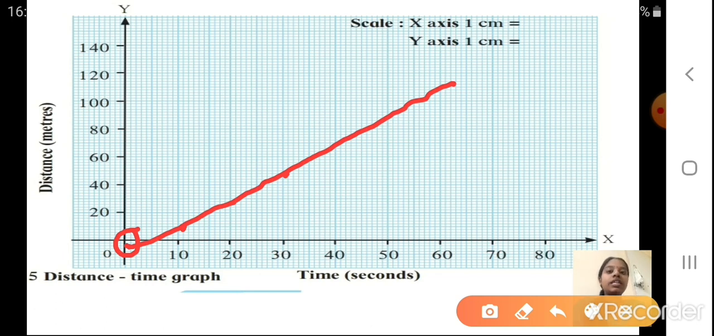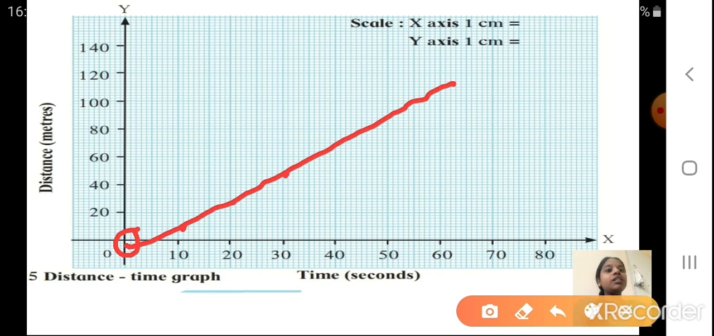So here you see that when the distances are equal and the time intervals are also equal, the nature of the graph is a straight line. Distances are equal means the differences between the distances are equal. First it was 0, then 15, then 30, so the difference between 30 and 15 was 15. Then it became 45, so the difference between 45 and 30 is 15. So equal distances are covered in equal time intervals, so the nature of the graph is a straight line.